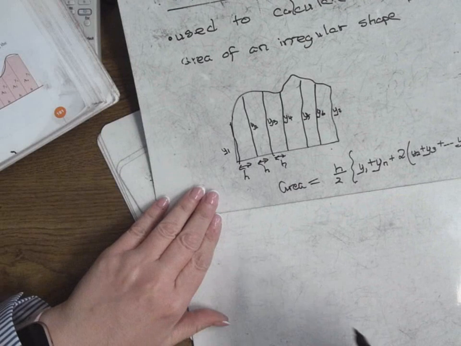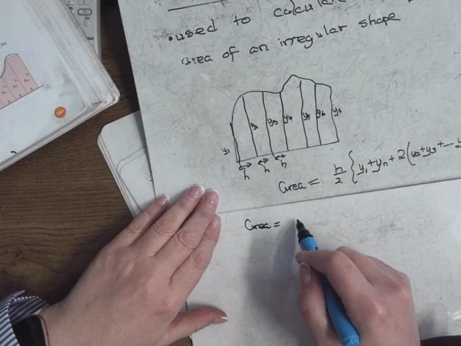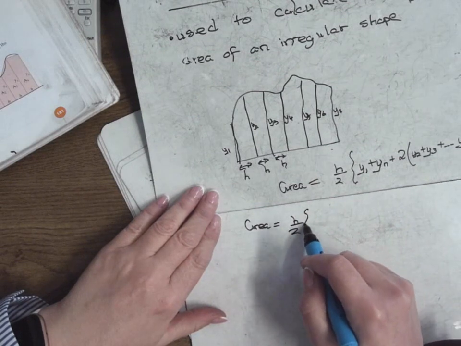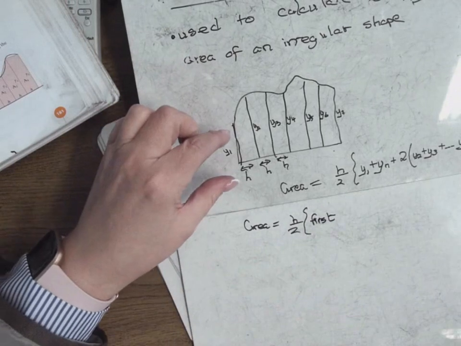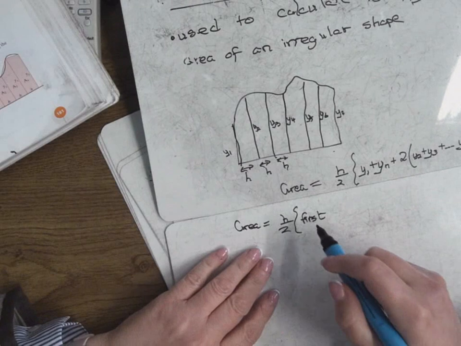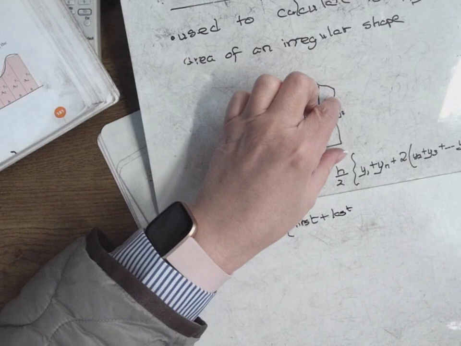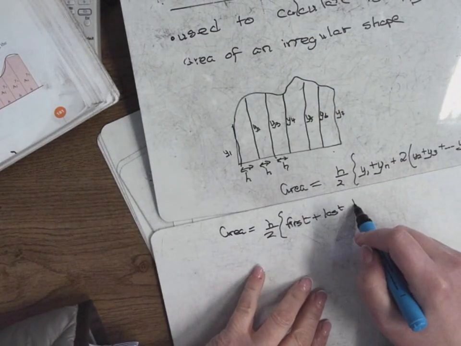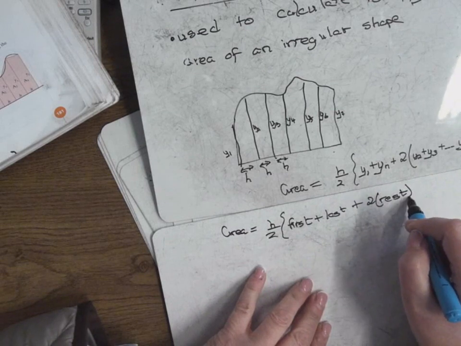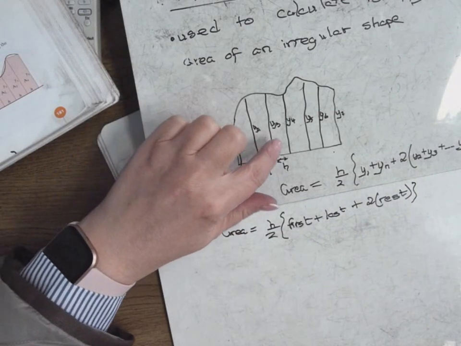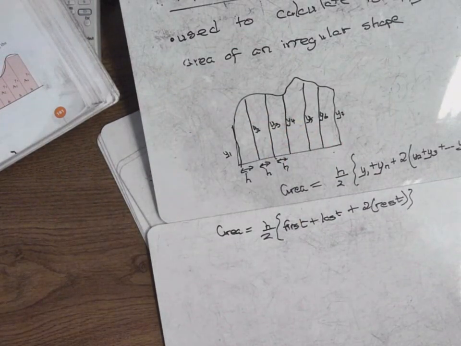I'll tell you the short way to remember it. If you want to remember the area rule, it's h over 2 times the first, meaning the measure of the first vertical line, plus the last, meaning the measure of the last vertical line, plus twice the rest. By that I mean you add y2 plus y3 plus y4 plus y5 plus y6 and you double them.